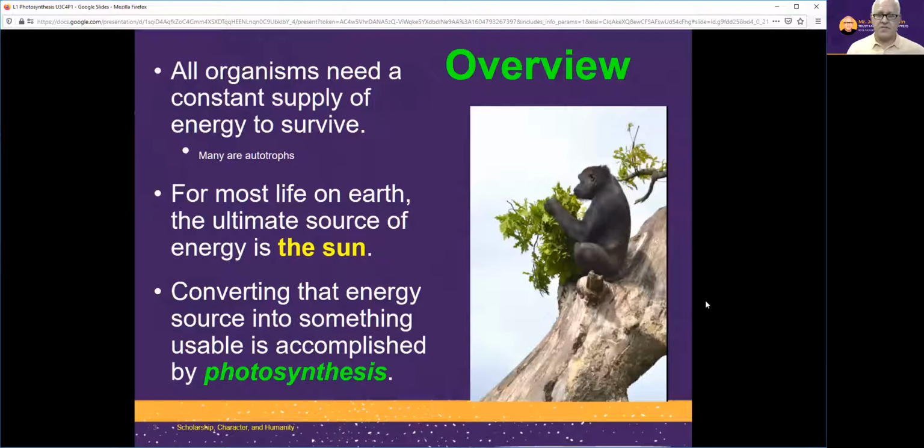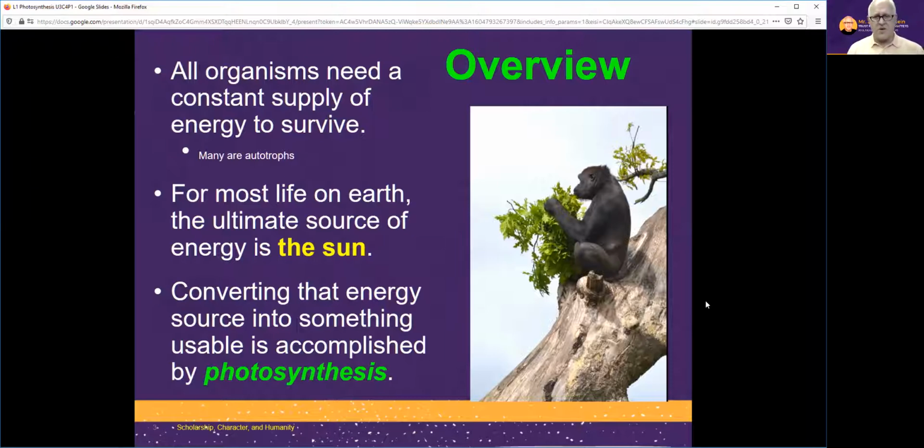All right, let's talk about an overview of photosynthesis. Remember, all organisms need a constant supply of energy to survive. When we looked at our lessons on the food web, we saw that different organisms at different levels in the trophic level obtained just about 10% of the energy from the previous organism. But since all organisms need a constant supply of energy to survive, they have to get that food from someplace.